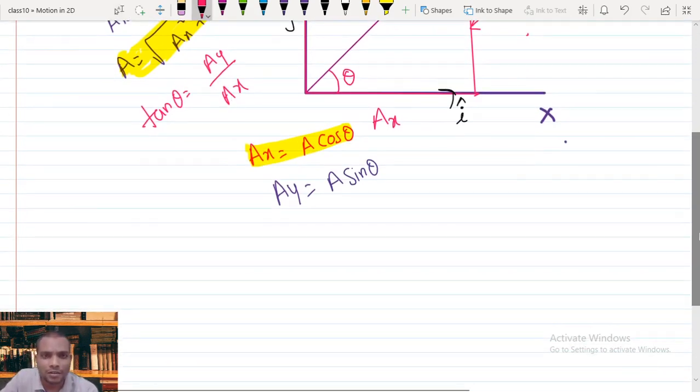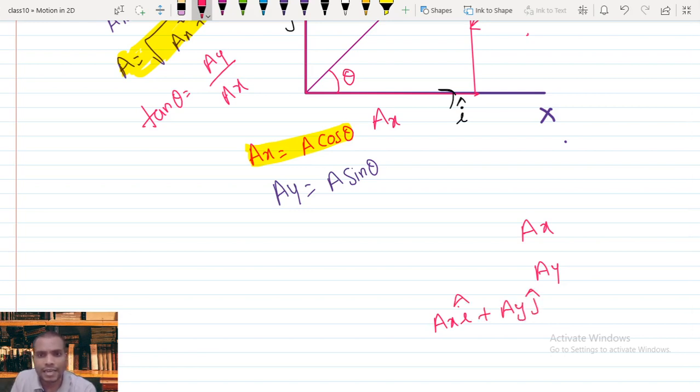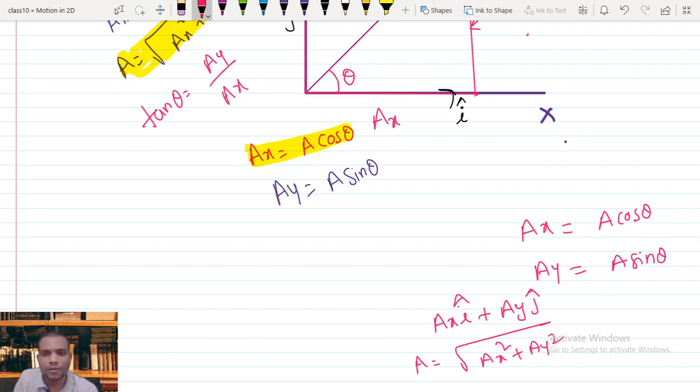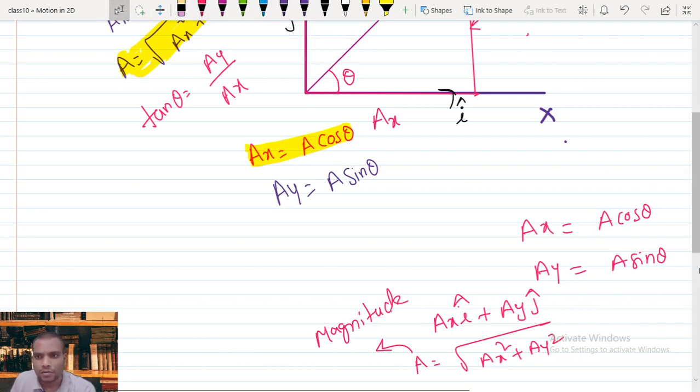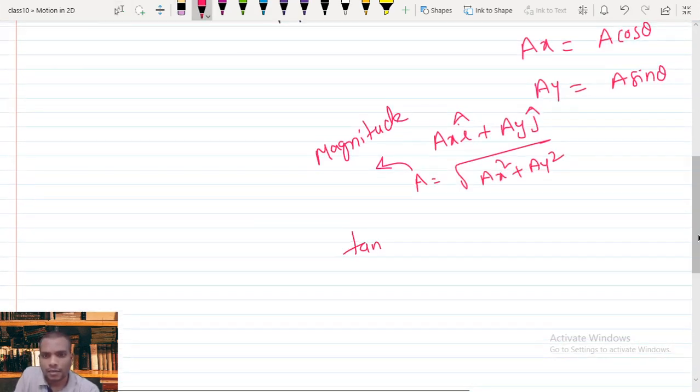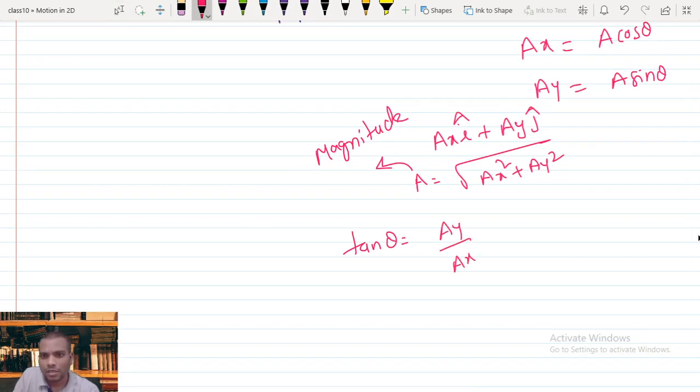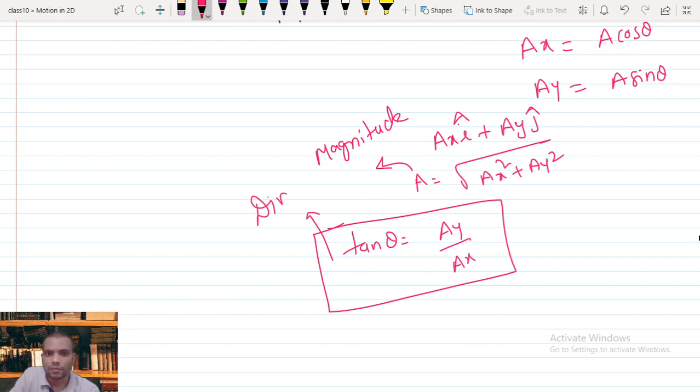So again I will write everything. The components, very important: the horizontal component and vertical component. After that, we have written the expression for a vector, AX i cap and AY j cap. Here i cap and j cap are unit vectors, and AX equals A cos theta and AY equals A sin theta. To find the vector magnitude, A equals the square root of AX square plus AY square. That is only for magnitude. For direction, we can use tan theta. Tan theta equals the magnitude of AY upon the magnitude of AX. Then it gives the direction of vector A. So this is all about the two dimensions we learned.